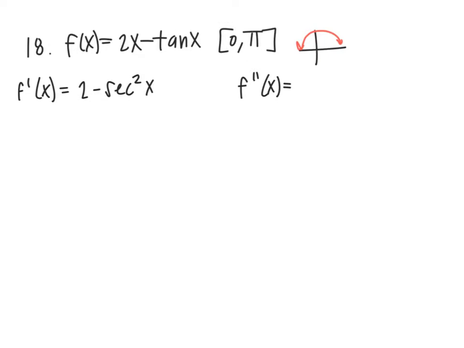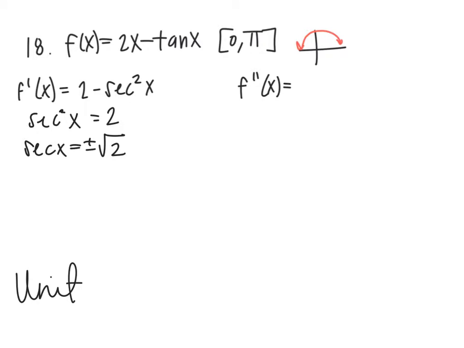All right, for number 18, we are going to go ahead and find the derivative. We're going to set that derivative equal to 0, so we end up with secant squared x is equal to 2. And we're going to take the square root on both sides, so we get that secant x is equal to plus or minus square root of 2. Now you may want to pull out your unit circle to help you out here for multiple reasons coming up.